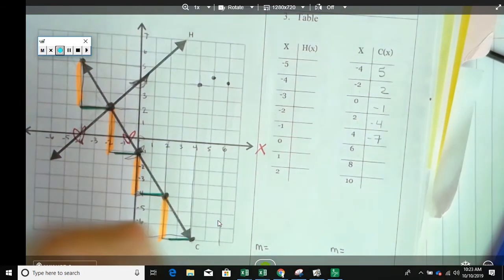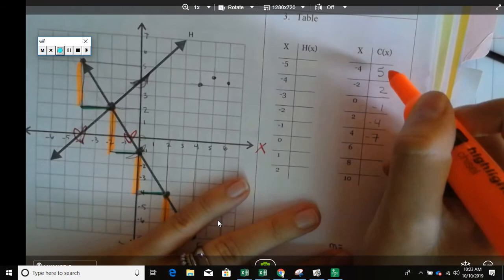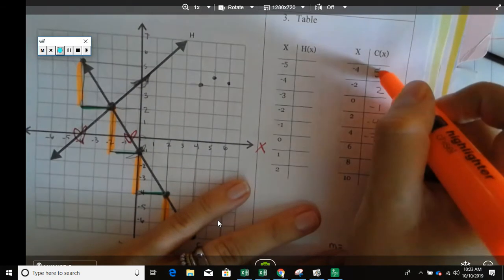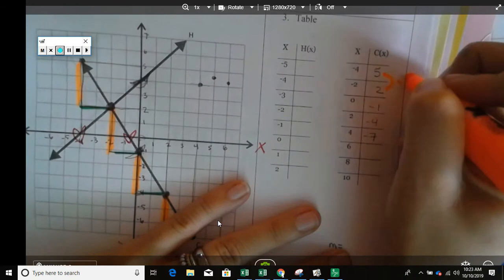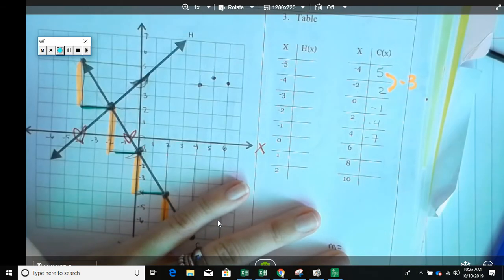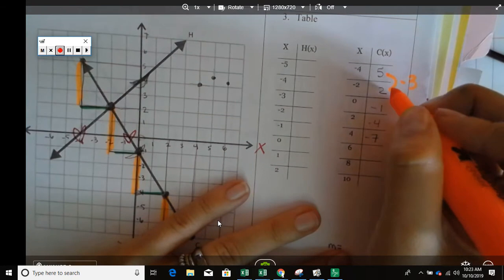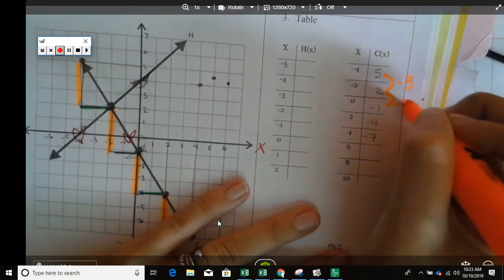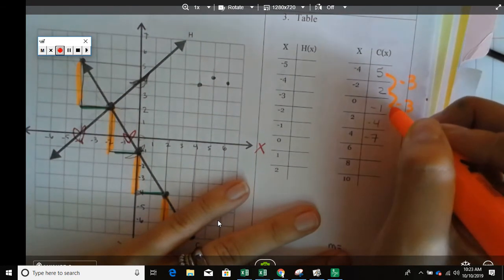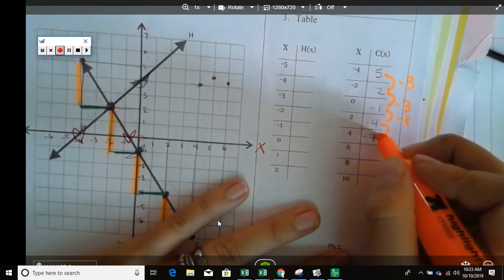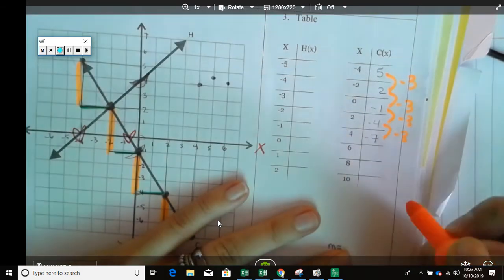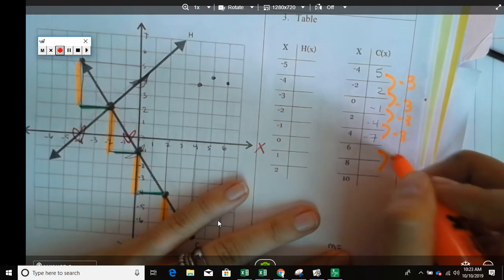So what does that mean? Well, it gives us 5 and 2. So to go from 5 to 2, you would subtract 3. That would be your first change for the y. And if you did 2 minus 3, you'd also get -1. If you did -1 minus 3, you'd get -4. If you did -4 minus 3, you'd get -7. So I know my change here is -3.